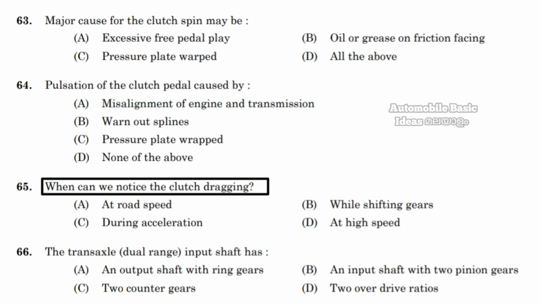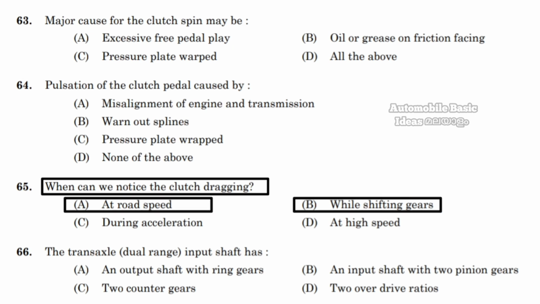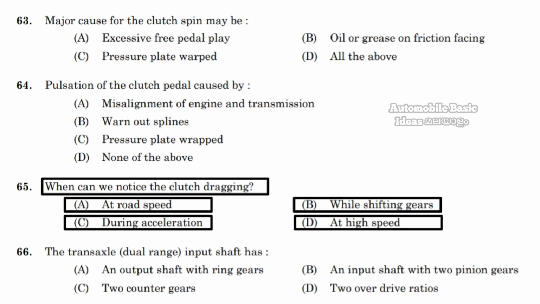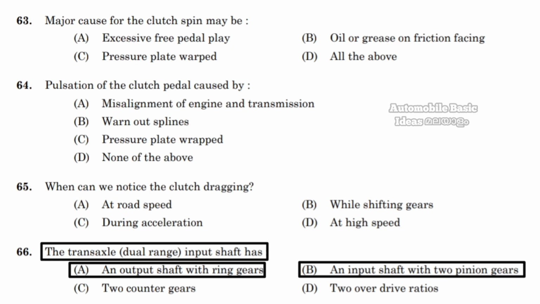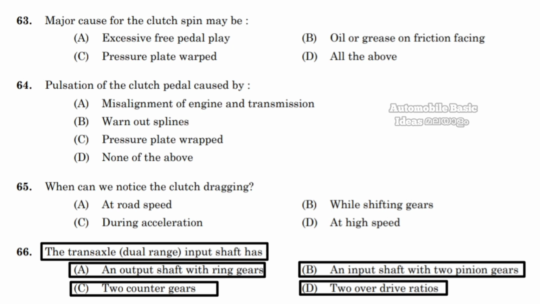65. When can we notice the clutch dragging? A. at road speed, B. while shifting gears, C. during acceleration, D. at high speed. Answer B. While shifting gears. 66. The transaxle, dual range, input shaft has A. an output shaft with ring gears, B. an input shaft with 2 pinion gears, C. 2 counter gears, D. 2 overdrive ratios. Answer B. An input shaft with 2 pinion gears.